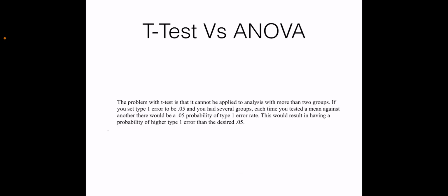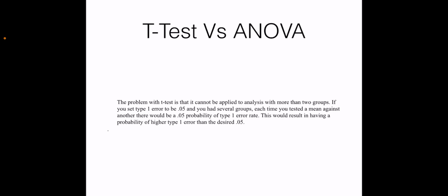So the next thing that we're going to be talking about is t-test versus ANOVA. So t-test is used when you have two groups. The problem with t-test is that it cannot be applied to situations where there are more than two groups. In such cases, you go for ANOVA, where you have three or more groups.